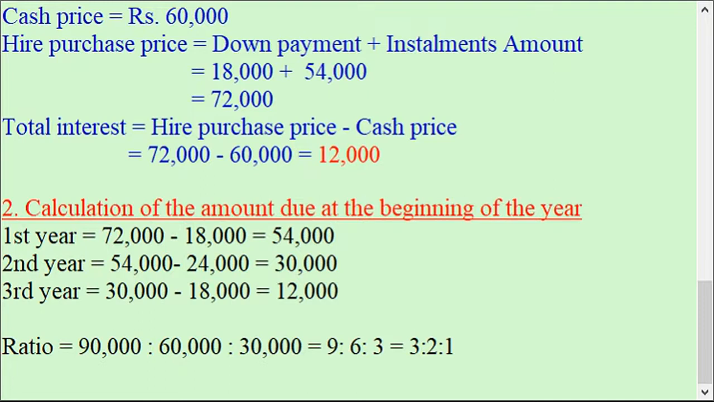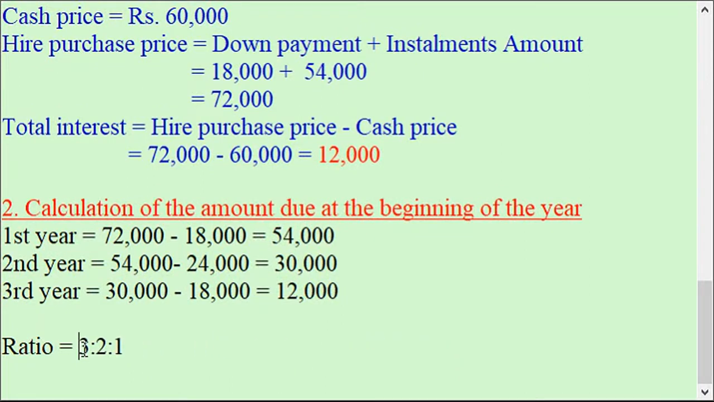So 54,000, 30,000 and 12,000. These are the amount due at the beginning of first year, second year and third year respectively. Now you need to calculate the ratio of the amount due, that is 54,000 is to 30,000 is to 12,000. So if you remove 3 zeros in common, you get 54 is to 30 is to 12.